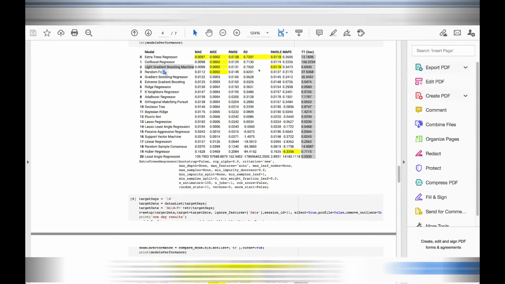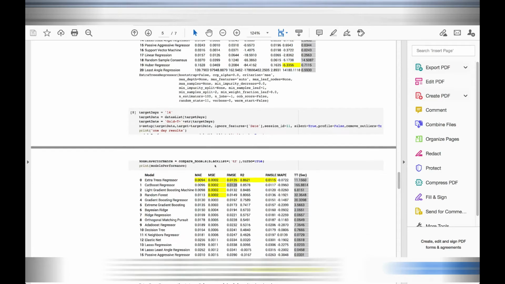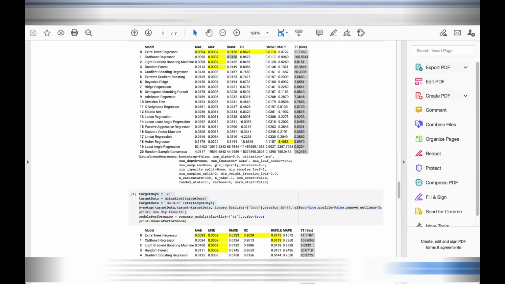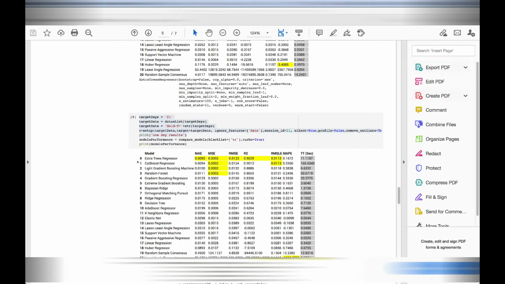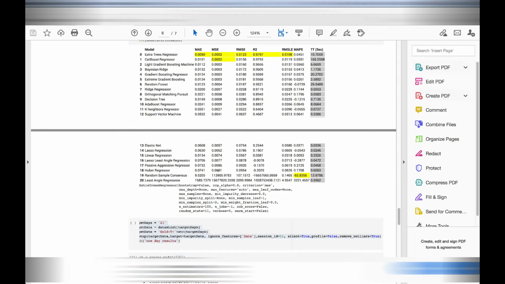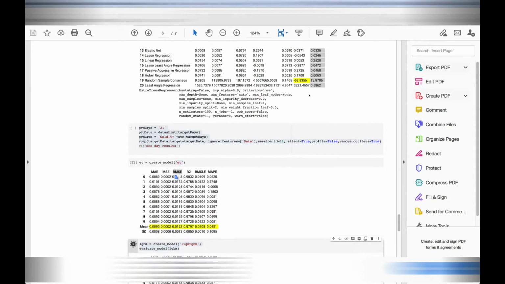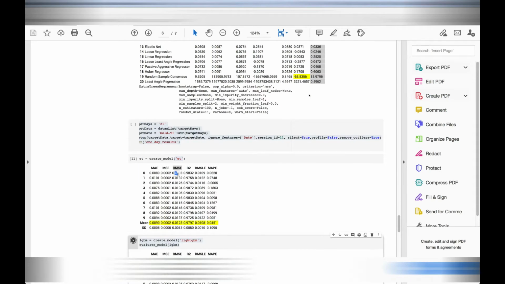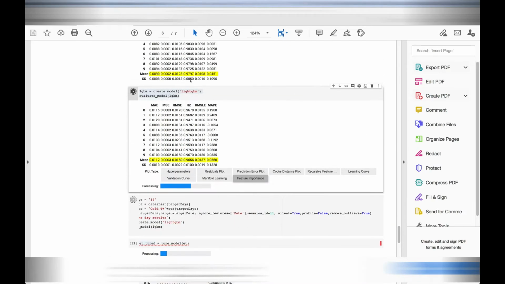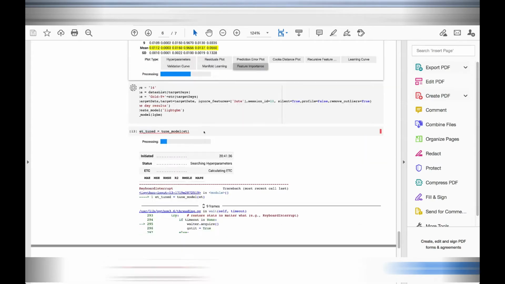And so I decided to create new stacks and blend my models together and so on. And I found that, overall, it was always extra tree regressor, CatBoost, and gradient boost machine. And using this information, I decided to rebuild new models. And basically, as you can see, I was building them out and so on.